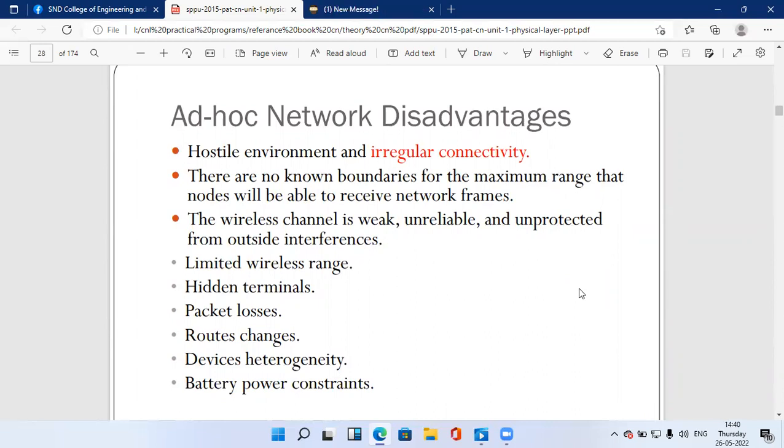Suppose any laptop or any device has a problem, then fetching and communication would not be possible. Limited wireless range is there. Some hidden terminals are there. Communication of messages, meaning packets, may be lost during communication. Routes change. Device heterogeneity means the Bluetooth and Wi-Fi module may suddenly stop and the whole network may collapse. Battery power constraints are also there.